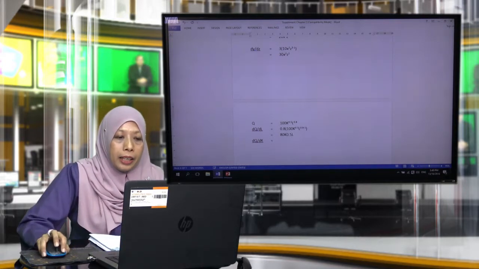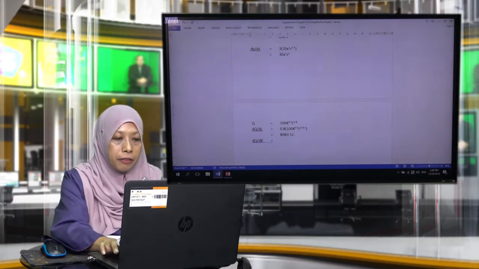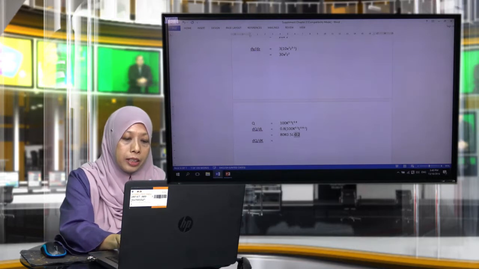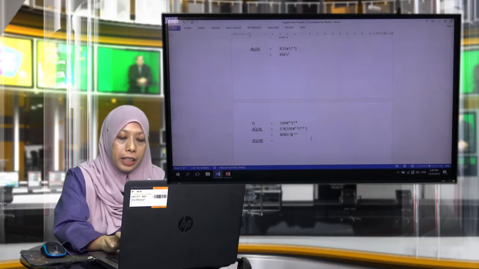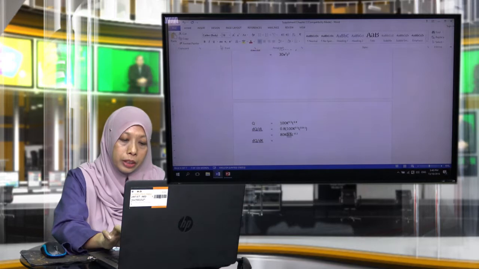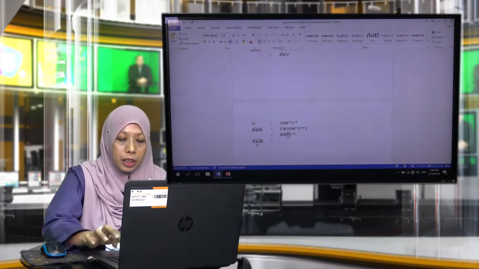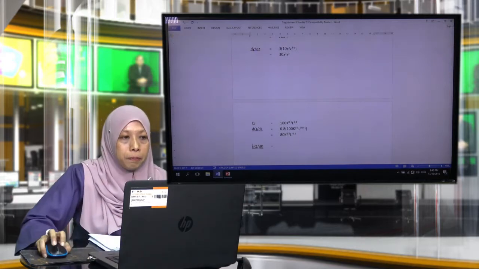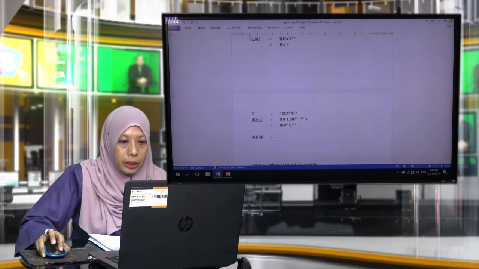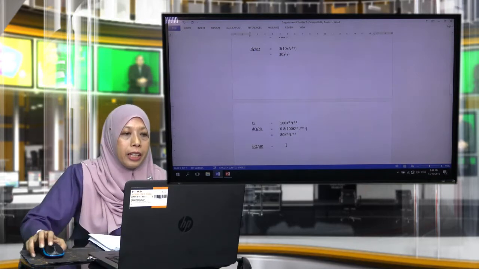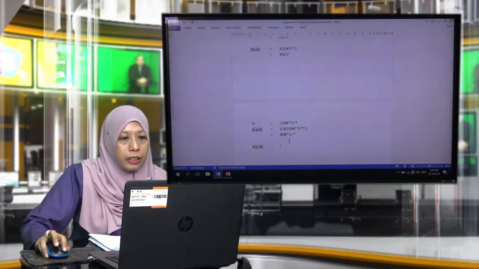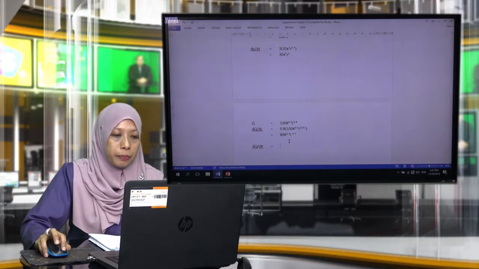This function can be further simplified. You're going to end up getting 0.8 times 100, that should be 80, k to the power of 0.5, and l to the power of 0.8 minus 1, that will give you negative 0.2. So your first partial derivative equation is 80k to the power of 0.5 l to the power of negative 0.2.